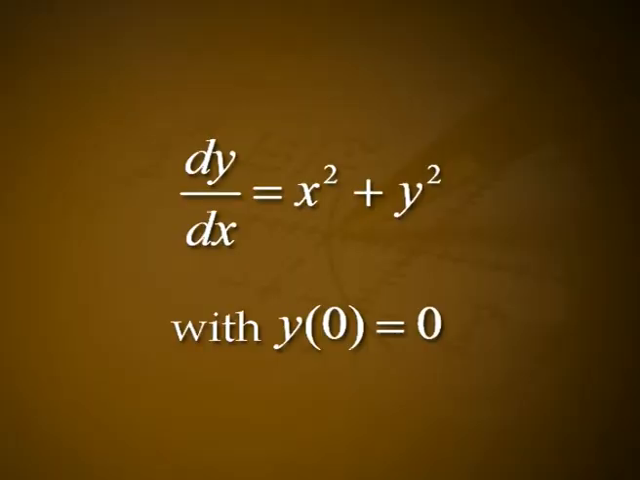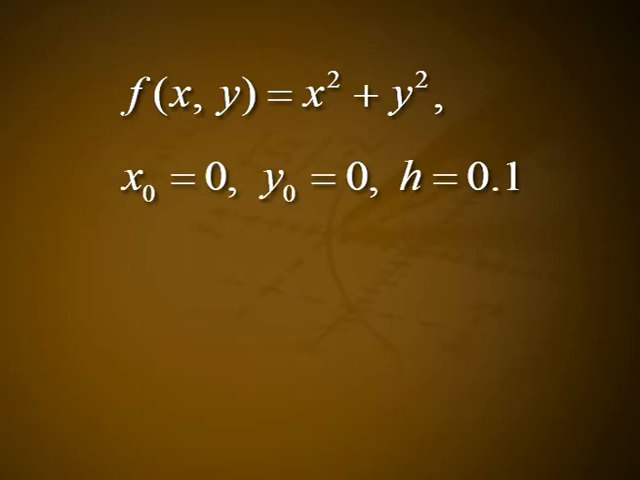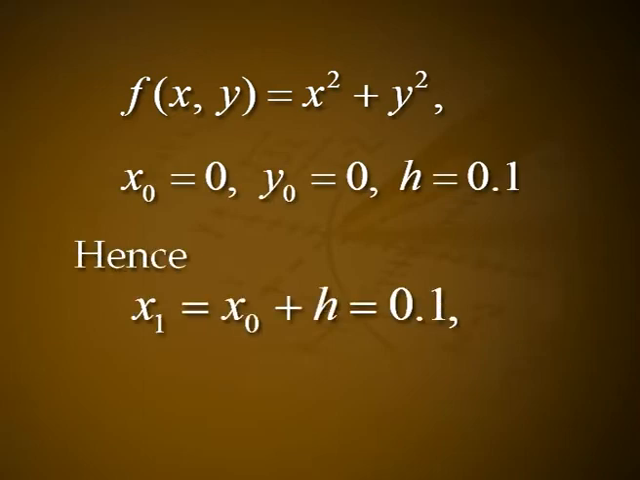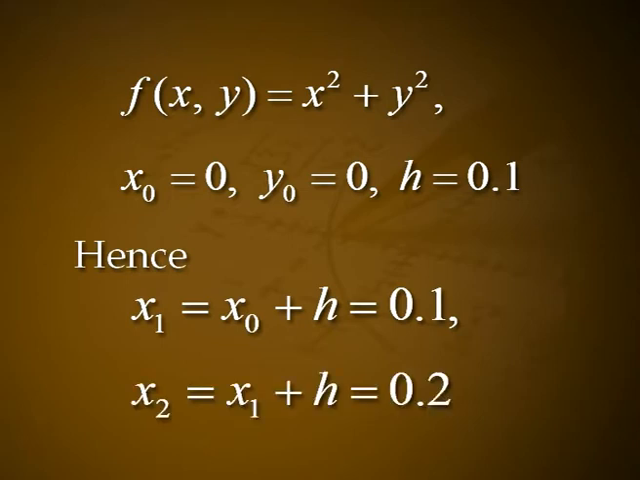Problem: use second order Runge-Kutta method with h equal to 0.1 to find y of 0.2 given dy by dx equal to x square plus y square with y at 0 equal to 0. Solution: here f(x, y) equal to x square plus y square, x0 equal to 0, y0 equal to 0, h equal to 0.1. Hence, x1 equal to x0 plus h, that is equal to 0.1, x2 equal to x1 plus h, that is equal to 0.2. Determine y1, y2 by second order Runge-Kutta method.